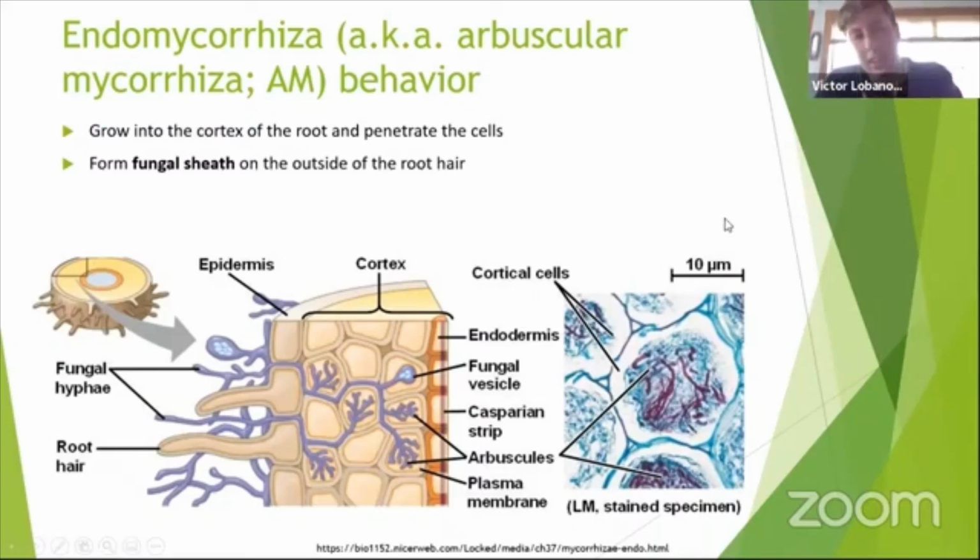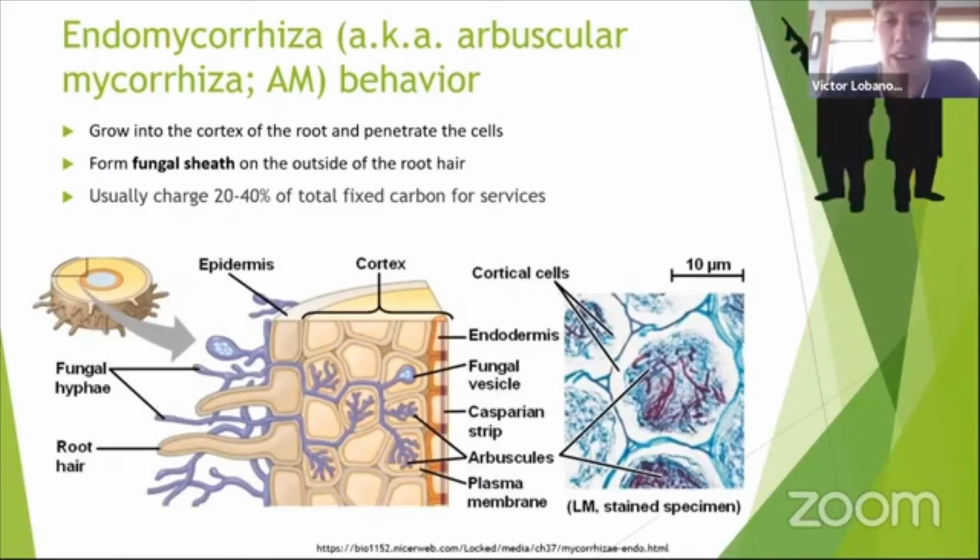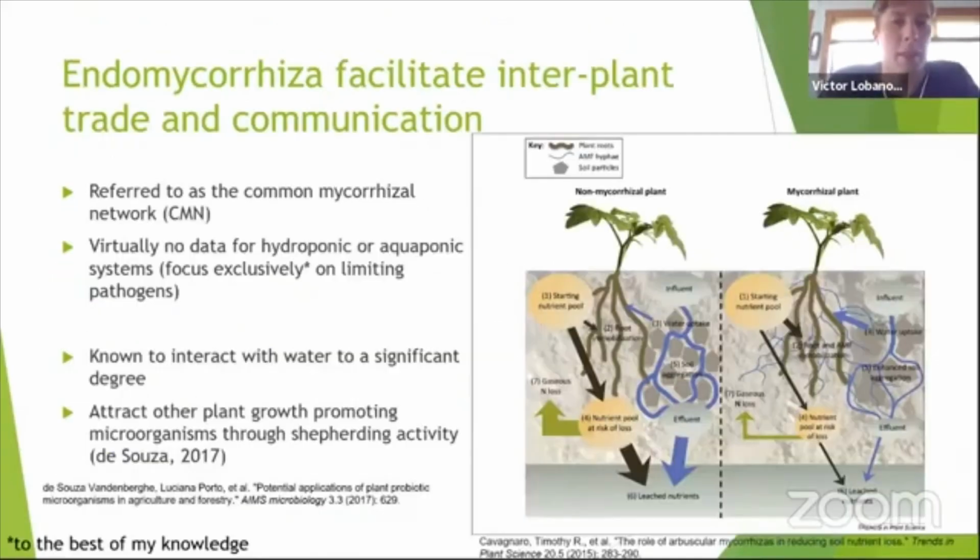Basically, they grow inside the cells of the roots, and then they coat the roots as well, forming what's called a fungal sheath. For their services, they usually take up 20 to 40% of all the carbon that is being released by the plant. So it's kind of a little mafia-esque. The plant really doesn't have a choice. But what they do for the plant is a wide range of services related to water retention, nutrient uptake, and plant defense. They will attract other microorganisms and move them around.